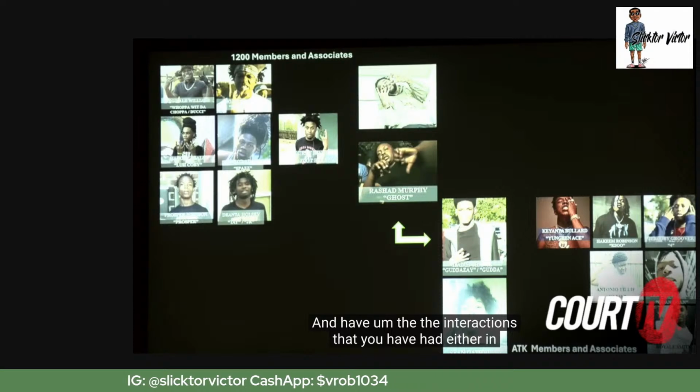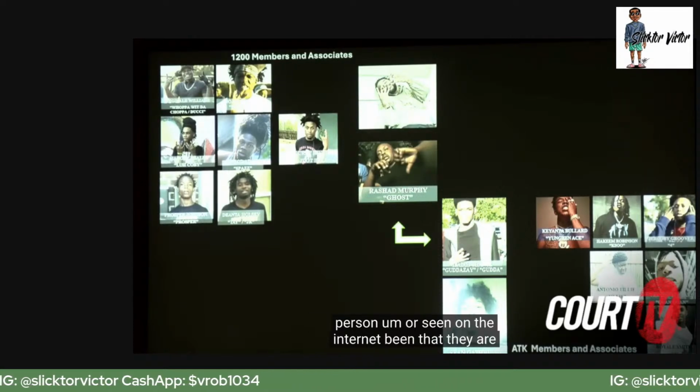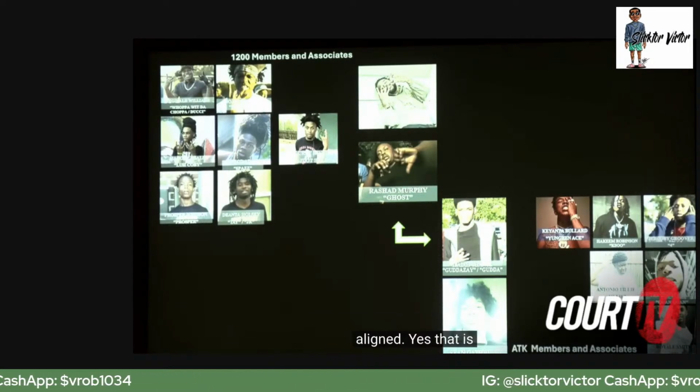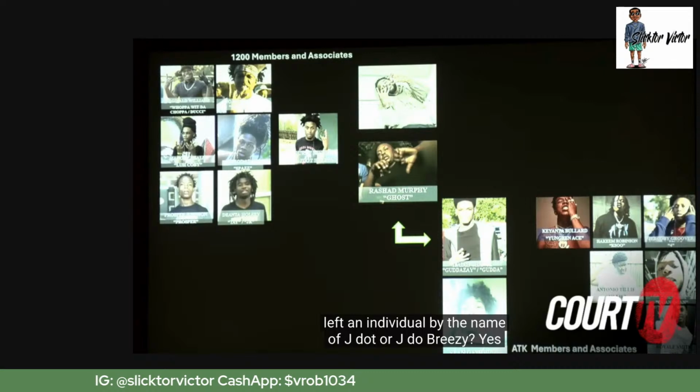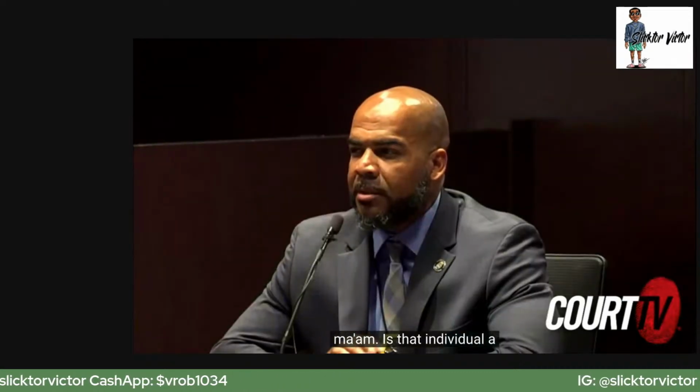Did you also have an opportunity to see in the top left an individual by the name of J. Breezy? Yes, ma'am. Is that individual a documented gang member? He is, but I don't know for which gang. He's not currently documented as 1200. He might be documented as a Bloods member currently.